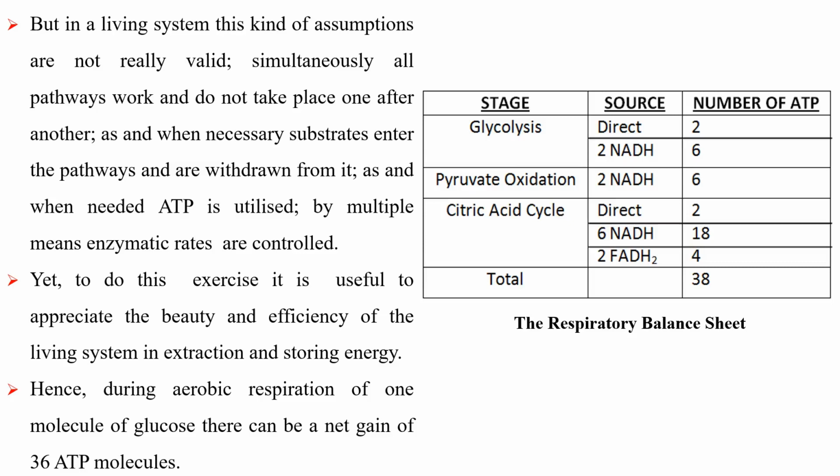Yet, to do this exercise, it is useful to appreciate the beauty and efficiency of the living system in extracting and storing energy. Hence, during aerobic respiration of one molecule of glucose, there can be a net gain of 36 ATP molecules.